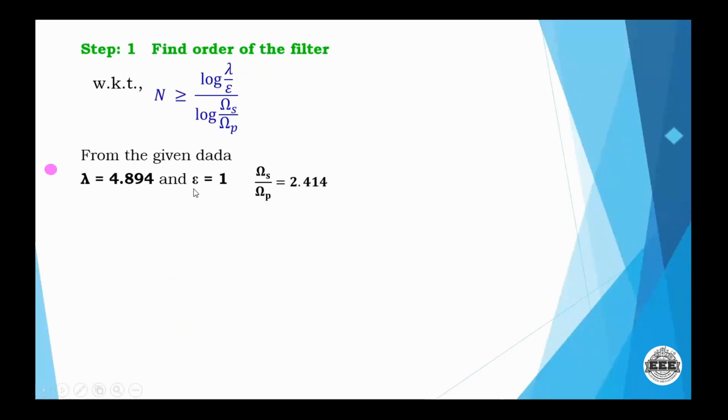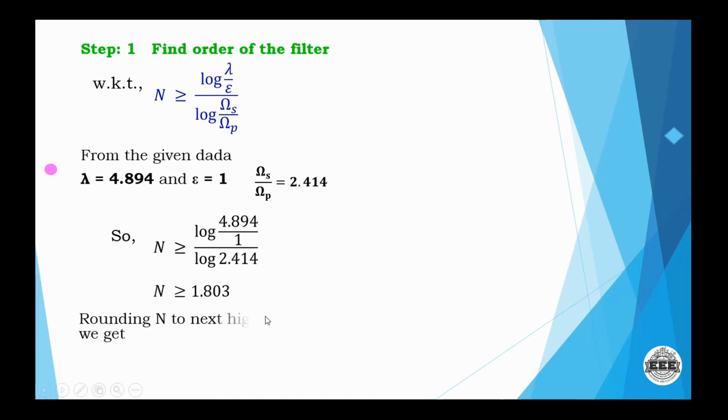Next we substitute all these values in the above expression. Therefore n is greater than or equal to log, and instead of lambda we substitute 4.898, instead of epsilon we substitute 1, divided by log of the stop band frequency by pass band frequency, whose value is 2.414. Then we get n greater than or equal to 1.80. Next, we round off to the next higher value, so n equals 2. We have finished the first step. Then we move to the second step.